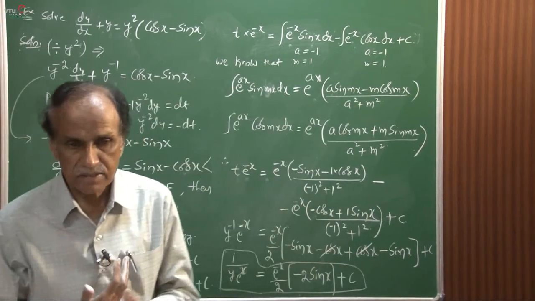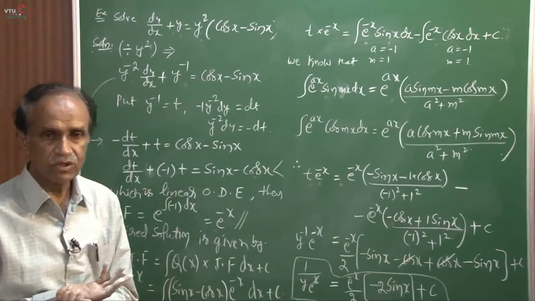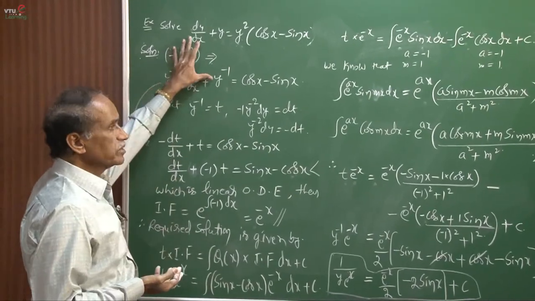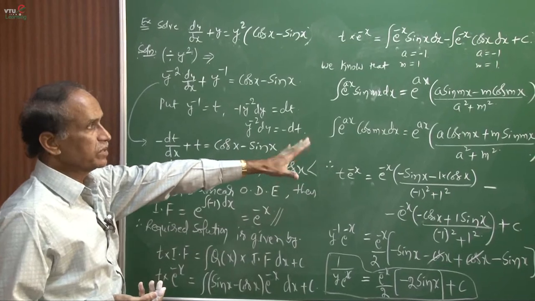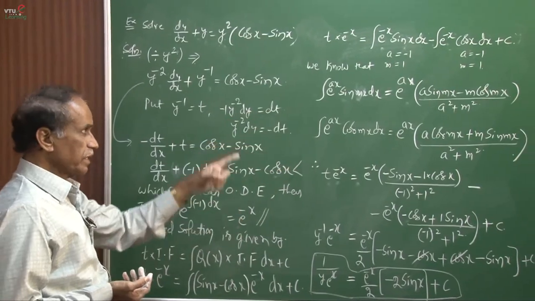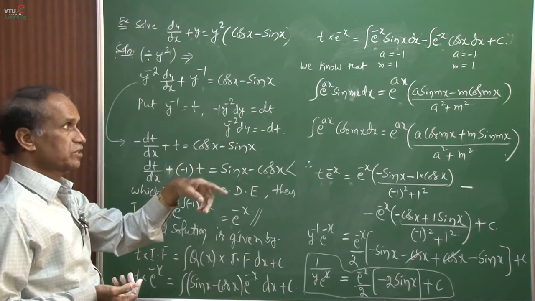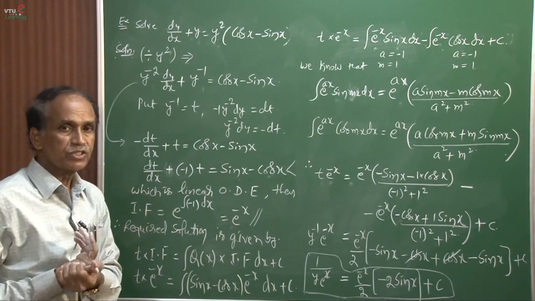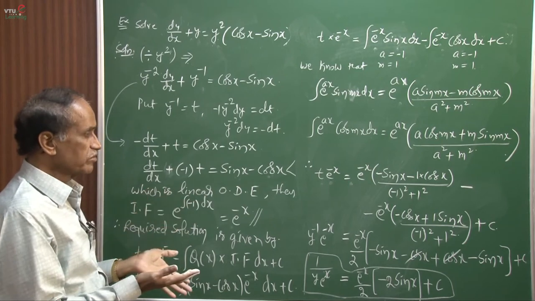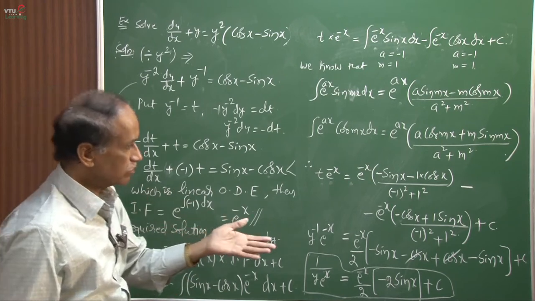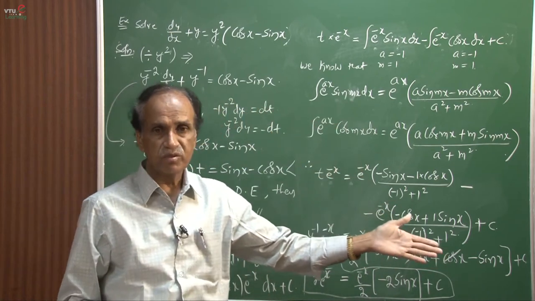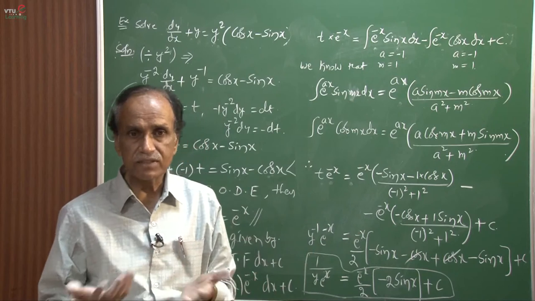After taking the substitution, that is t equal to y to the power minus 1. This is the most important part on the application of integration, because two formulas we are going to apply, as exponential is multiplied to sine function and exponential is multiplied to cos function. During the simplification, maybe one term is going to be cancelled. You must be careful when you are doing the simplification. Don't just leave the answer as it is.